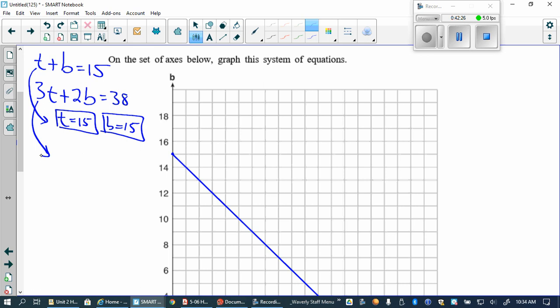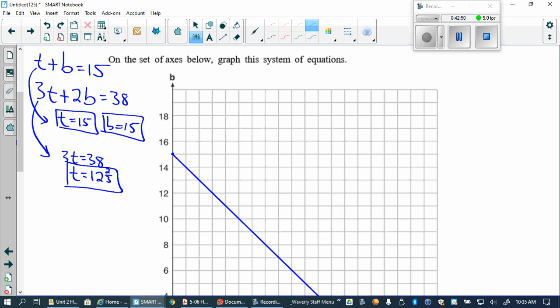Let's find the t-intercept. Put a 0 in for b. What's left in this one? 3t equals 38. What does t equal then? 12 and 2/3.